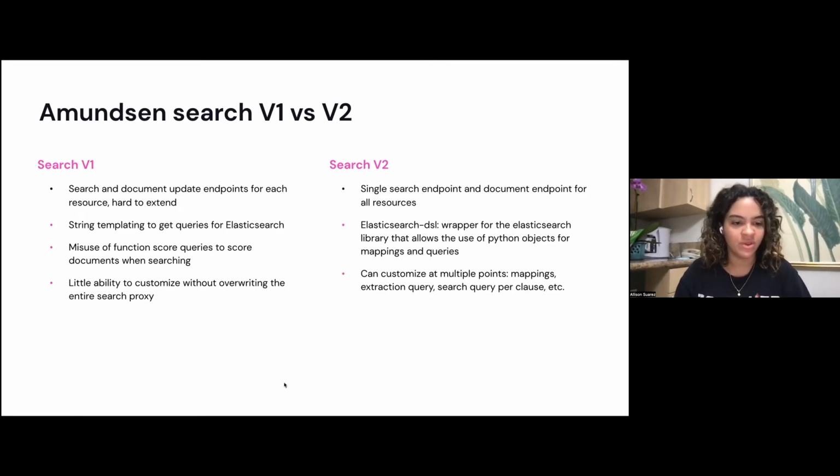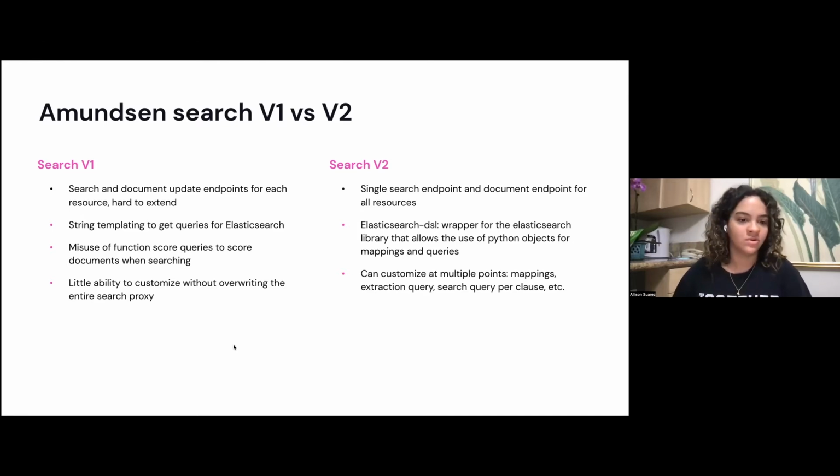Also, we relied a lot on string templating to create a query that we would then send to our backend in Elasticsearch. Now we leverage Elasticsearch DSL, which is a wrapper for the Elasticsearch Python library that allows us to use Python objects for mappings and queries, which makes it way easier to write code for it and update the queries and do anything you need to do with Elasticsearch.